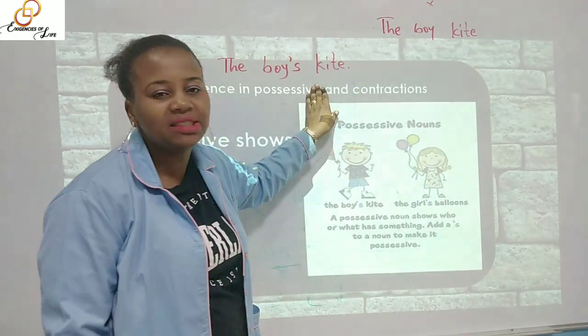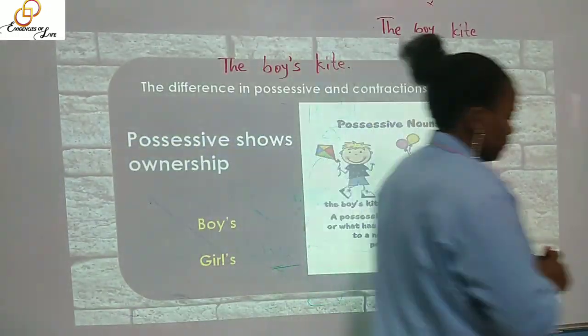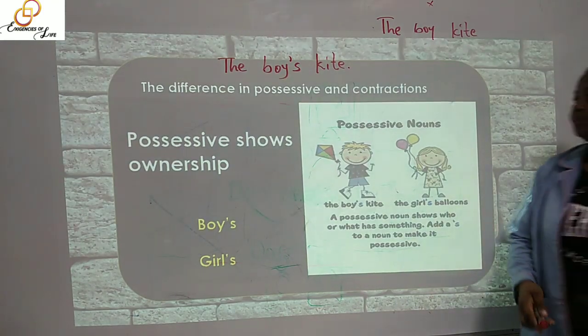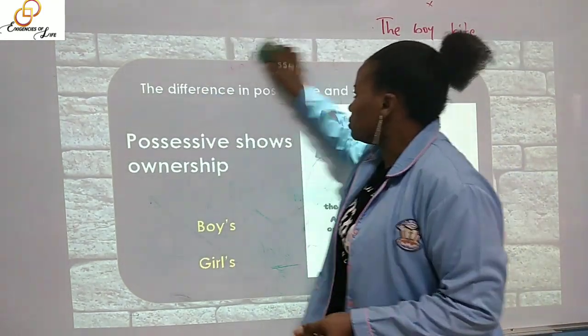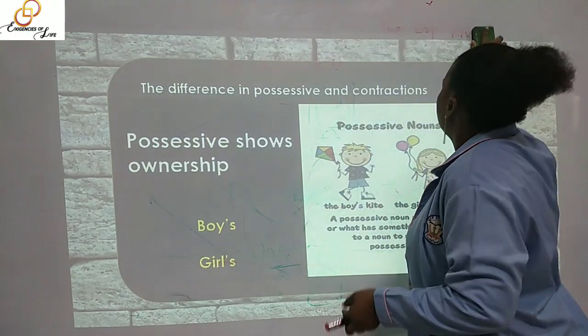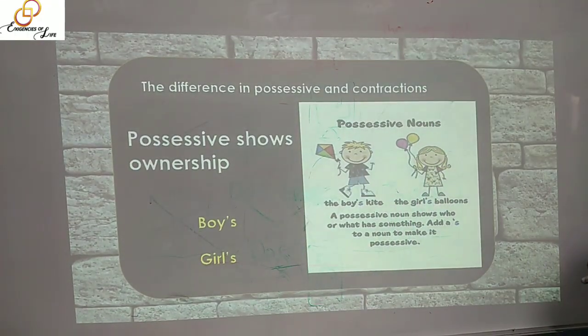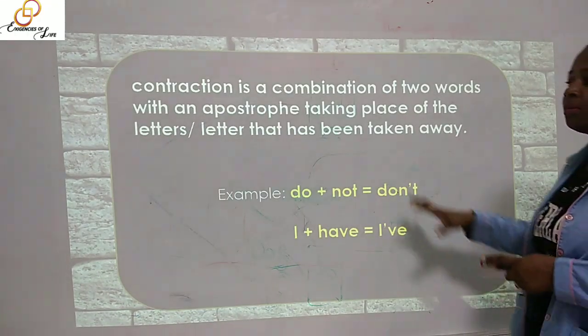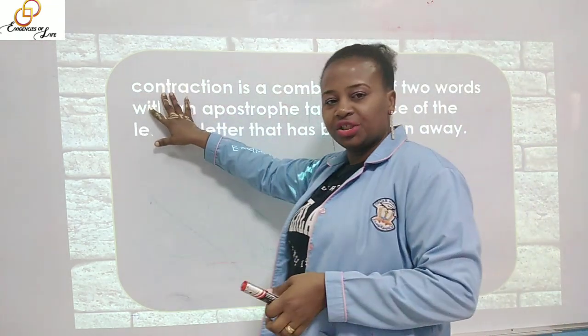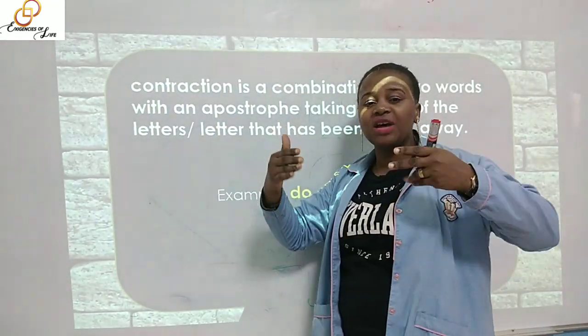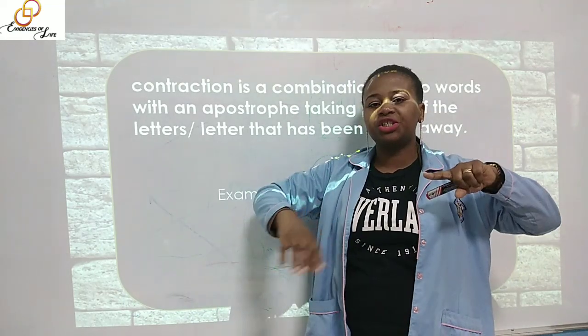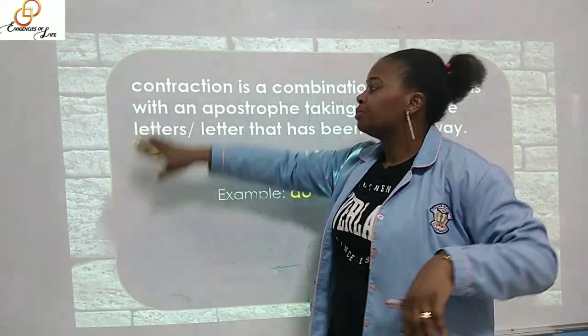This makes this sentence correct and complete. I hope you can do this and it's clear, right? We will explain again. So just follow us. We'll move to the next one. We'll now talk about contraction. Remember we said we're going to look at the difference between possession and contraction.